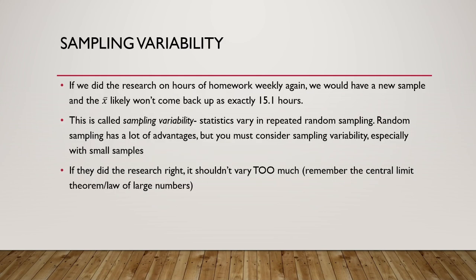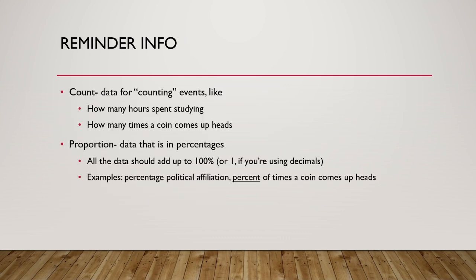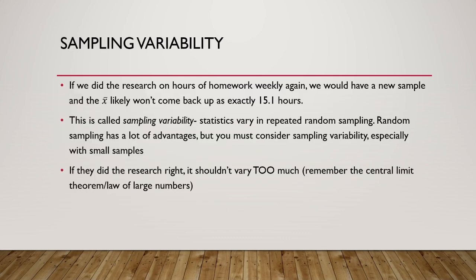Also, we'll talk about sampling variability. So going back to that research study, right? Let's say they did the research study. They found that undergraduates spent an average of 15.1 hours weekly on schoolwork. If we did the research again, we would have a new sample. We'd have a completely different group of people. The X bar likely won't come up as exactly 15.1 hours.